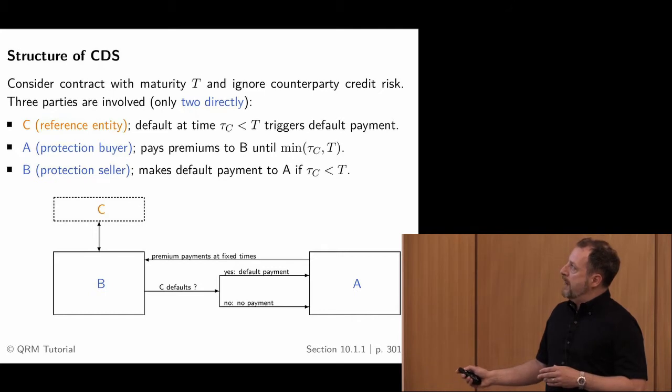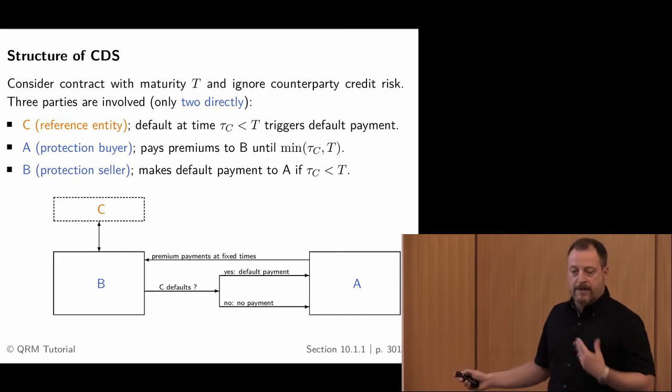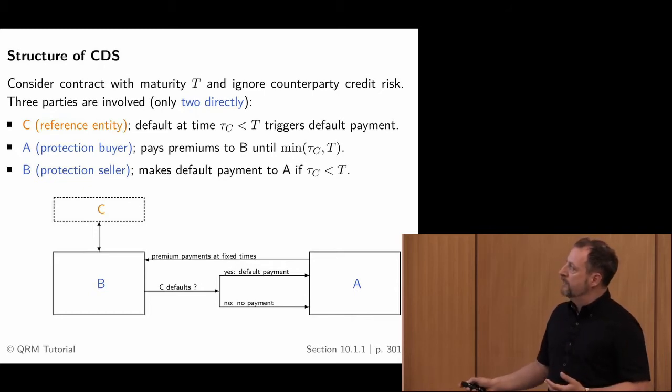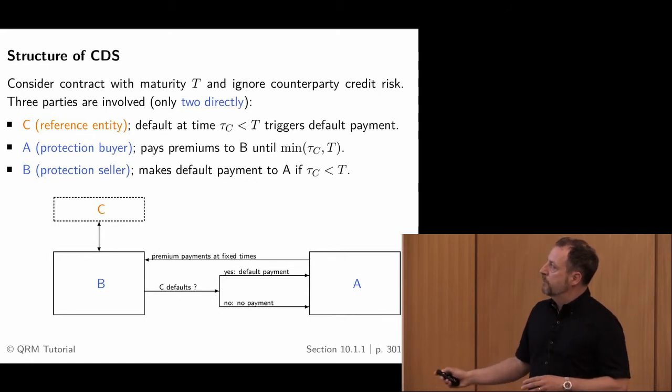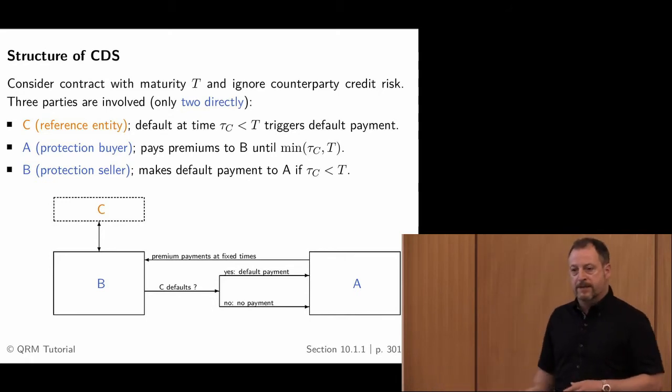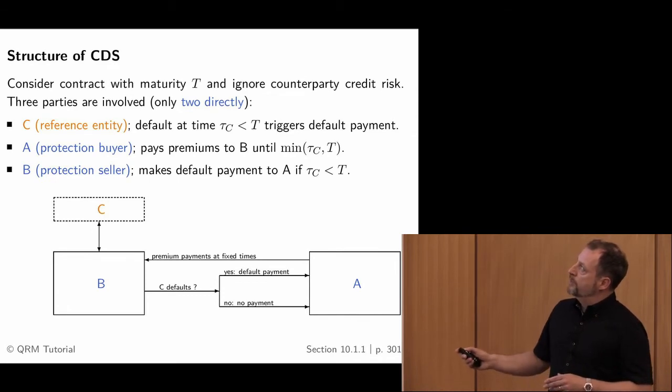And so what's going to happen is that if there is a default of C, B is going to make good the loss that A would suffer. So, here's a rhetorical question, does C default? If yes, B is making a default payment. If no, then obviously no payment. But the other side of this swap is the premium payments that A makes to B to pay for the protection. A little bit of notation: there will be a maturity, same notation as we've used all week.